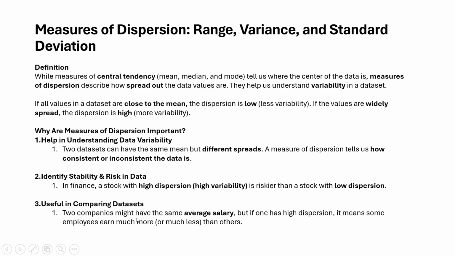Okay, useful in comparing data sets, we have already taken the example, right? If we talk about the average salary of two companies, if the measure of dispersion is very low in a company, it means all of the employees are almost equally paid. But if it is very high, it means the data variability is very high. So some of them may be getting very low salary and some of them may be getting very high salary as well. Based on that, you can decide which company is good or bad according to the salary. But in general, you will have very high variability everywhere.